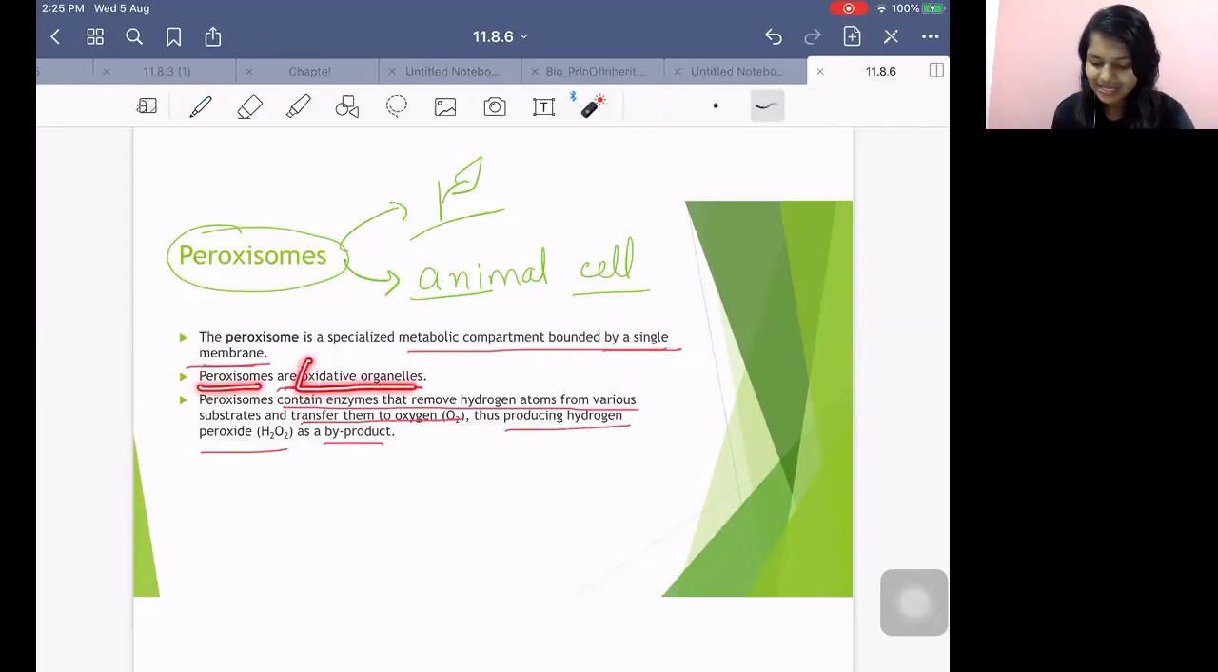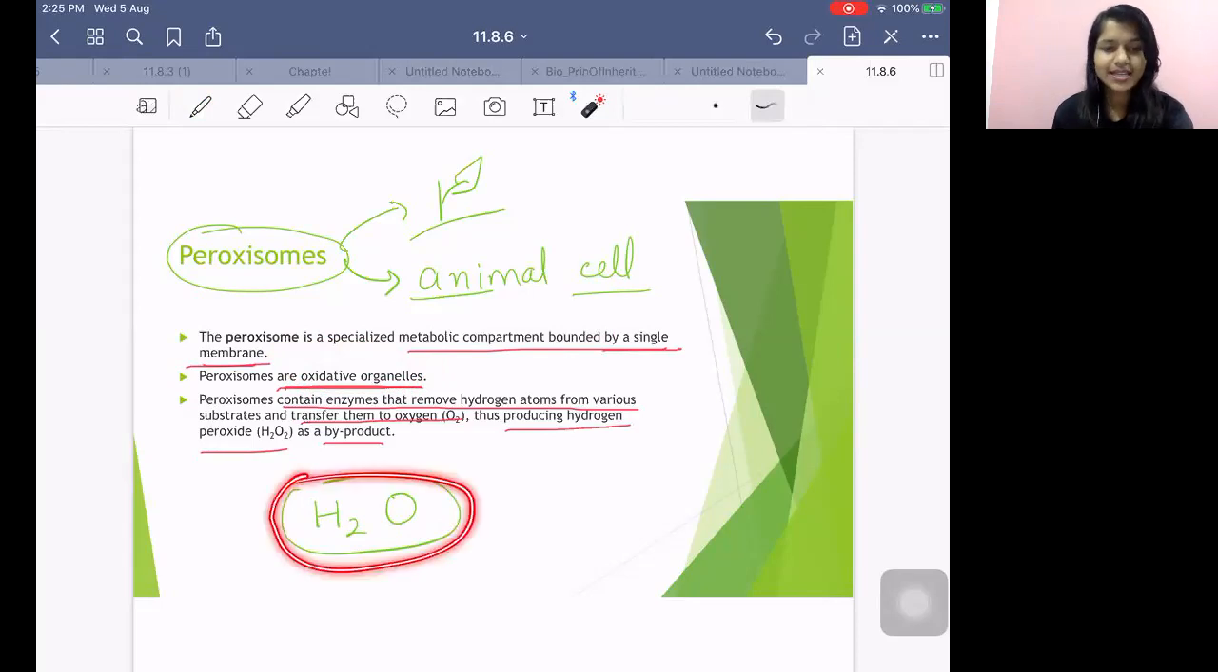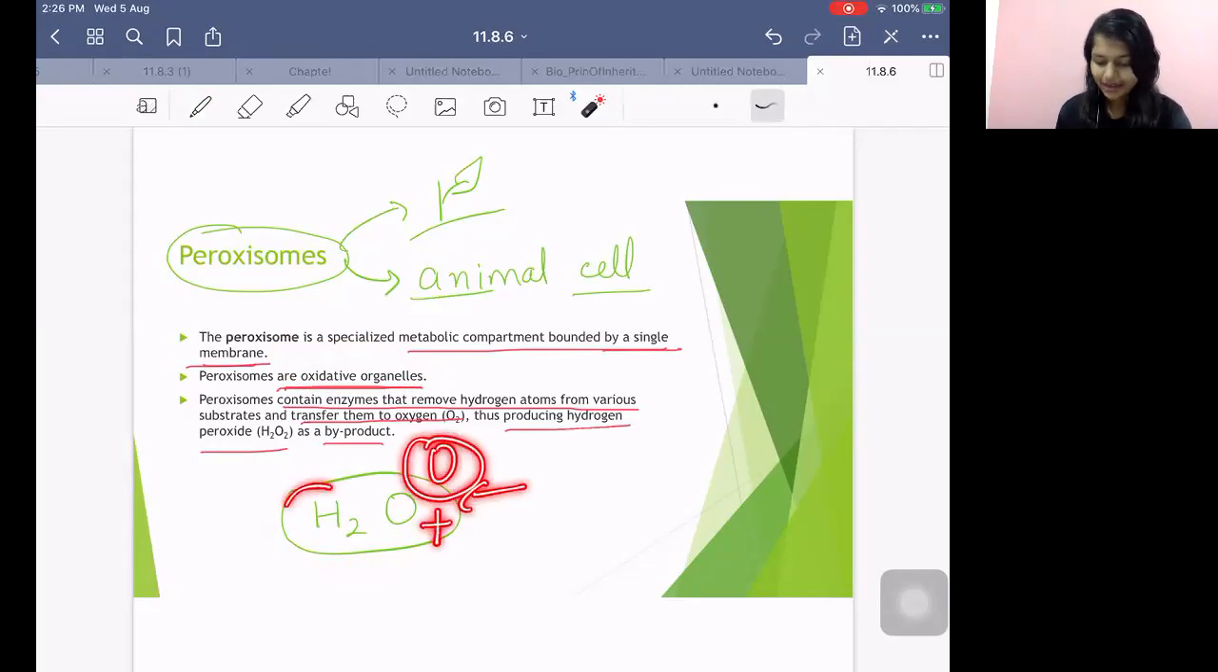Peroxisomes are oxidative organelles. What do you mean by this? Oxidative, it will cause oxidation. Let's say I have a water molecule. Now, I want to do oxidation of this water molecule. How will I be able to do it? Either by adding oxygen or by removing hydrogen. If I remove hydrogen, that is also oxidation.